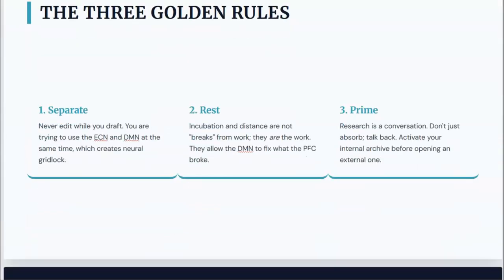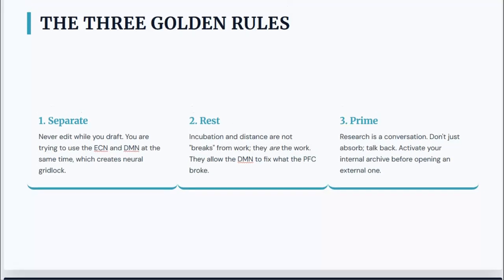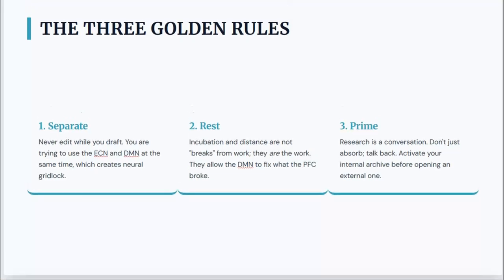Three golden rules. One, never edit while you draft. Why? Because you are trying to use the ECN and DMN at the same time. It causes neural gridlock. Two, rest. Incubation and distance are not breaks from work. They are the work. They allow the DMN to fix what the PFC broke.